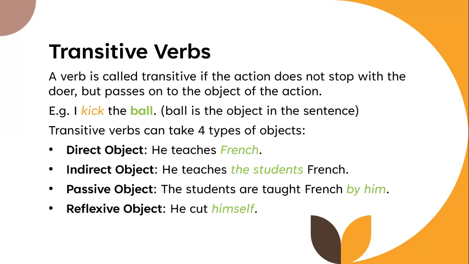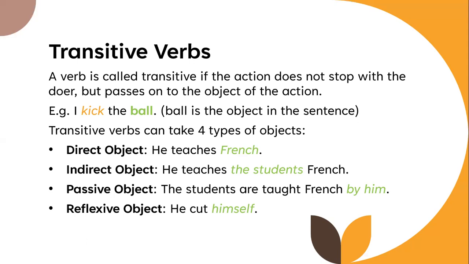Transitive verbs can take four types of objects. We have the direct object: he teaches French. Indirect object: he teaches the students French. Passive object: the students are taught by him. And the reflexive object: he cut himself, right? So notice the differences in how these sentences are written and how the objects are introduced.